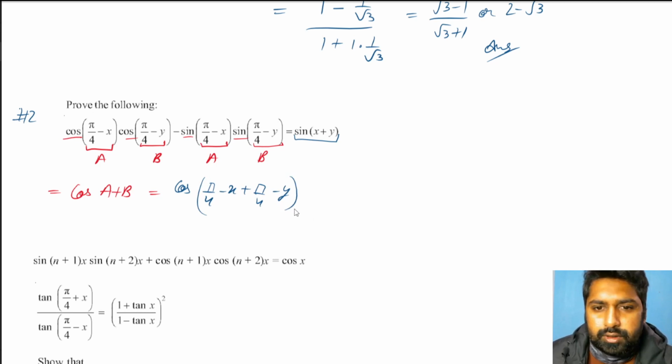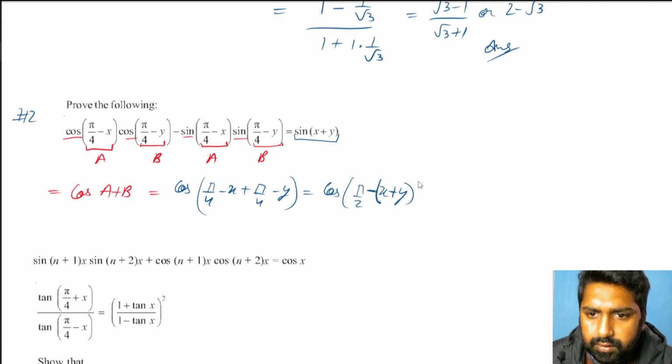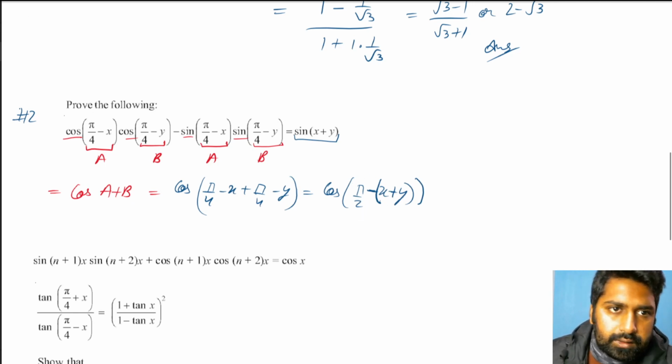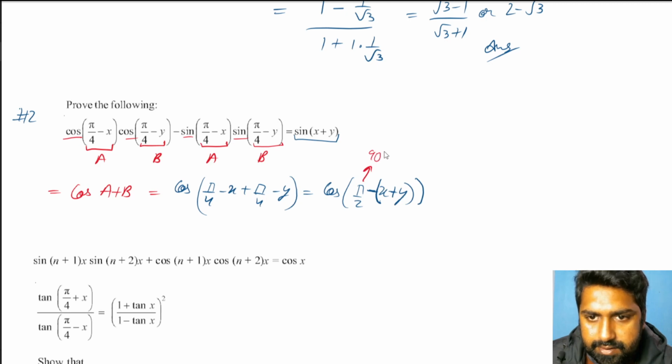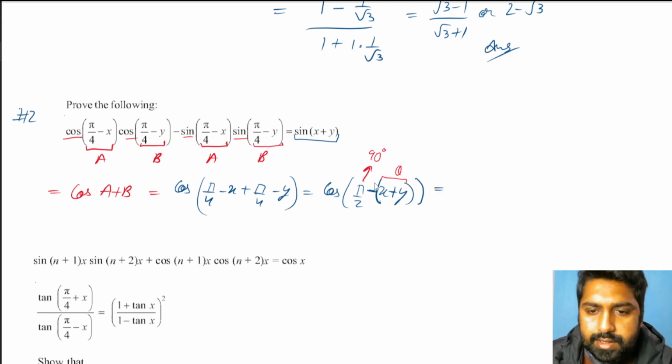This question is purely of analytical sort. Once you analyze this, the question becomes very simple. Now adding π/4 and π/4 becomes π/2 - x - y. I can take the negative common here. So if I take the negative common, it becomes π/2 - (x + y). Now what is π/2 basically? 90 degrees. I told you to learn the standard angles. Cos(90 - something), let's consider it as θ. So use the conversion formulas. If 90 is involved, we have to change, so cos will become sine, the angle will remain the same, x + y.